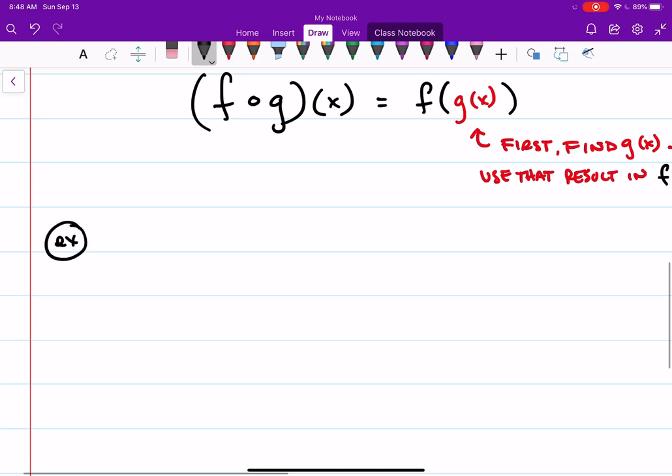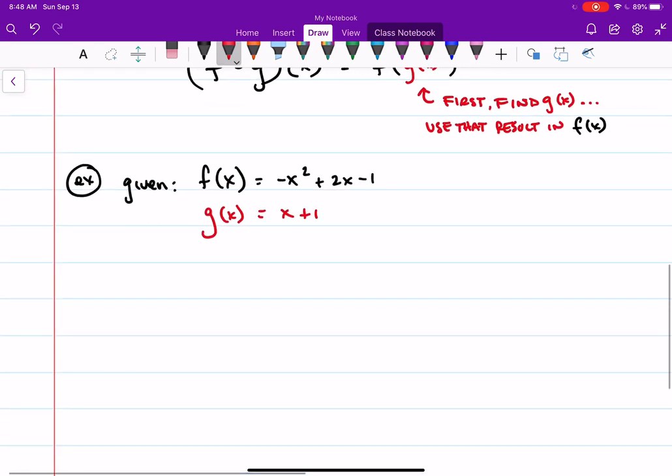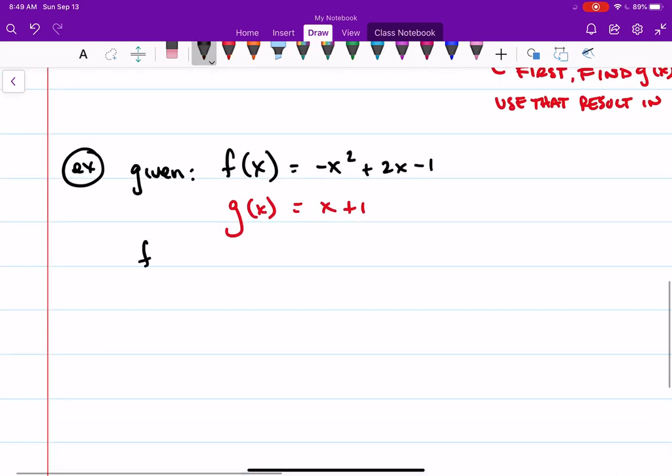So given that f of x is, I don't know, negative x squared plus 2x minus 1, and they say that g of x is equal to x plus 1. Let's say they say, I want you to find f of g of negative 2. Actually, let's make it negative 3.